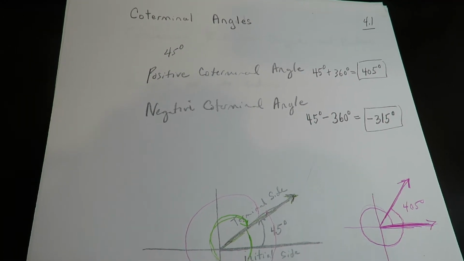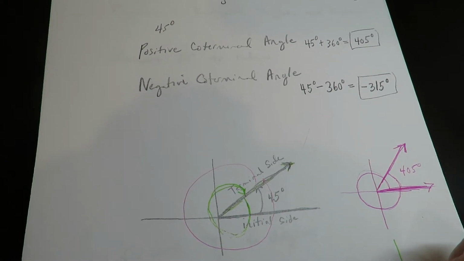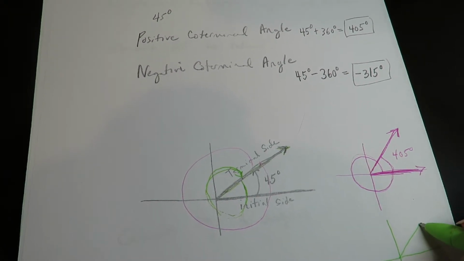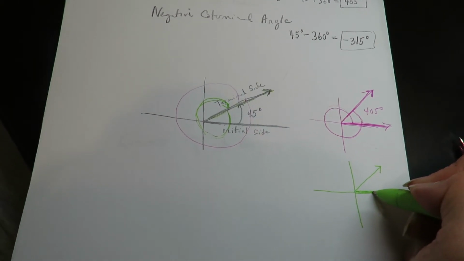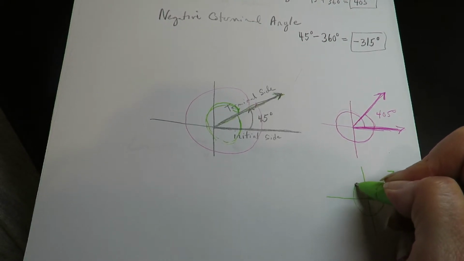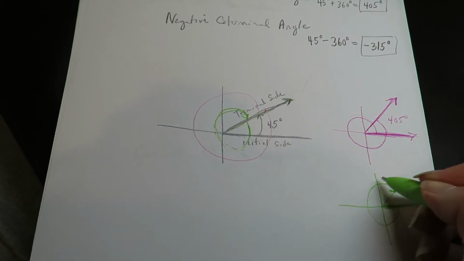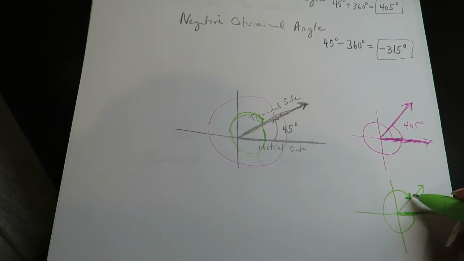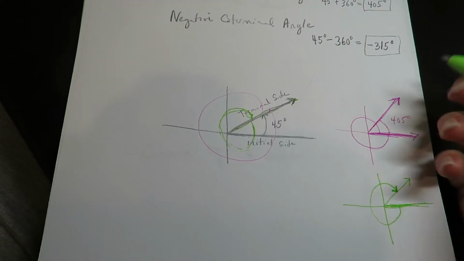Let me draw this one for you. So negative 315 starts here like all the angles do in rotational trig, but it rotates this way to get to the angle. It rotates clockwise. So negative is clockwise, positive is counterclockwise.